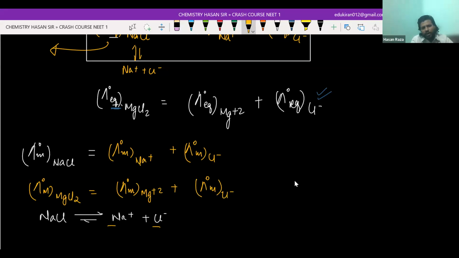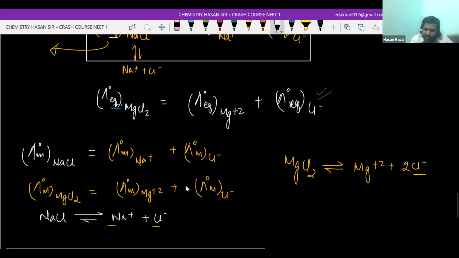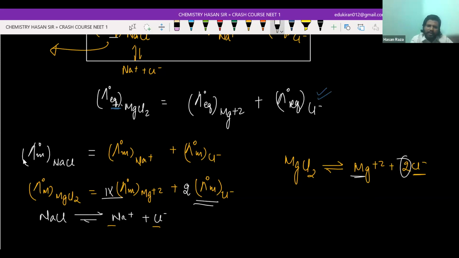But when you are going to dissociate MgCl2, you know what you will get? You will get 1 mole of Mg plus 2 and 2 moles of Cl minus. Since it is molar conductivity, and you can see there is only 1 mole, either you multiply it by 1 or not, it will not affect. But here it is 2 moles, so you are going to put 2 here. In case of molar conductivity, you need to balance the equation, and accordingly you need to multiply in the equation. Are you getting my point?